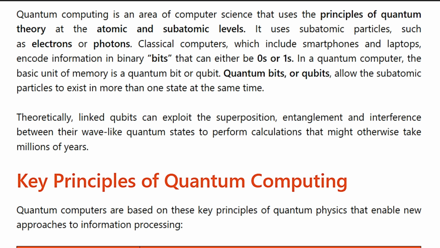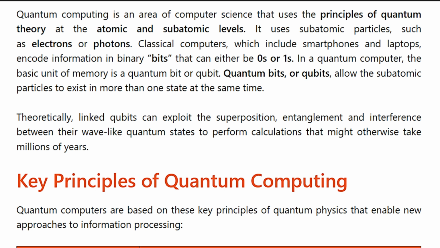In a quantum computer, the basic unit of memory is a quantum bit, or qubit. Qubits allow the subatomic particles to exist in more than one state at the same time. Theoretically, linked qubits can exploit the superposition, entanglement, and interference between their wave-like quantum states to perform calculations that might otherwise take millions of years.